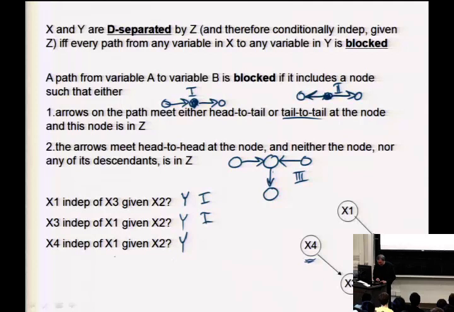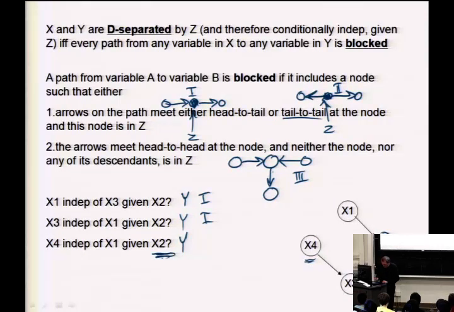What's the block? What's the thing that blocks x1 from x4? This thing, right? Because we said given x2, and x and y are d-separated by z if every path from x to y is blocked. But our definition of block meant that z is involved. Z are the observed things. So this thing blocks it because we're conditioning on x2.